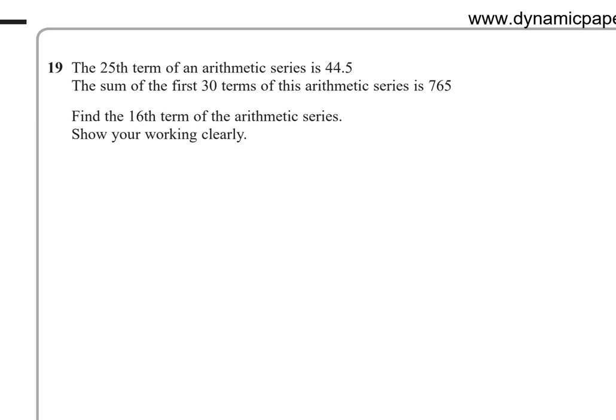Number 19. The 25th term of an arithmetic series is 44.5. The sum of the first 30 terms of this arithmetic series is 765. Find the 16th term of the arithmetic series. Show your working clearly. The 25th is 44.5. The 25th means a plus 24d equals 44.5. This is the first equation.